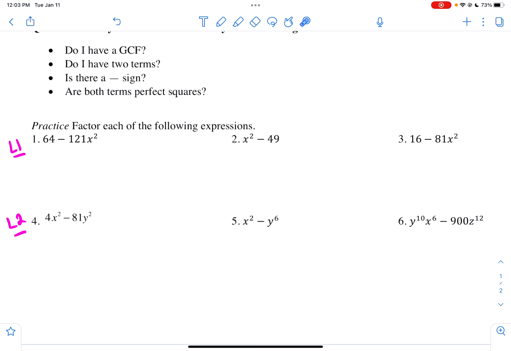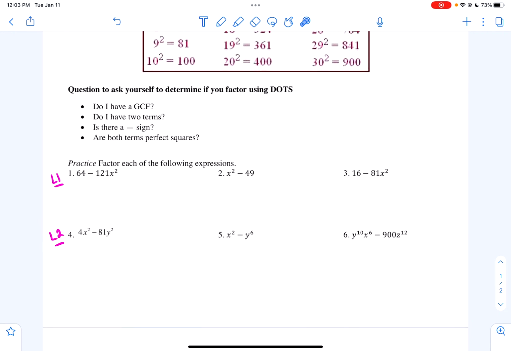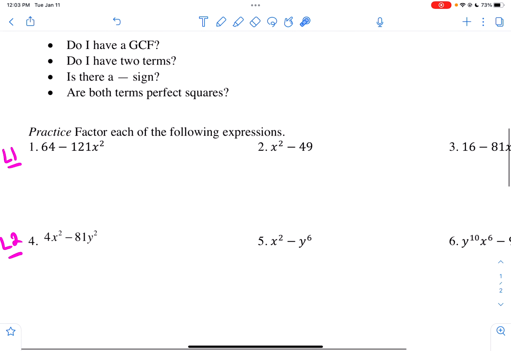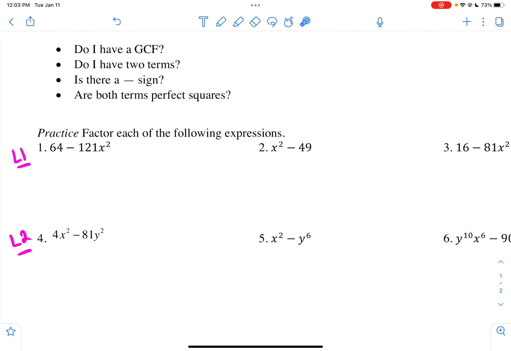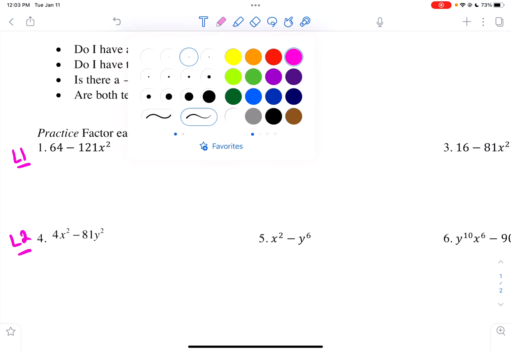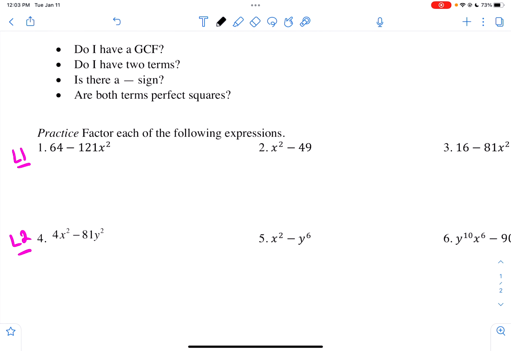So let's factor each of these expressions using the dots technique. The first example says 64 minus 121x squared. Whenever I have two terms and I know it's a dots, I immediately just do two sets of parentheses and I call it a double bubble.